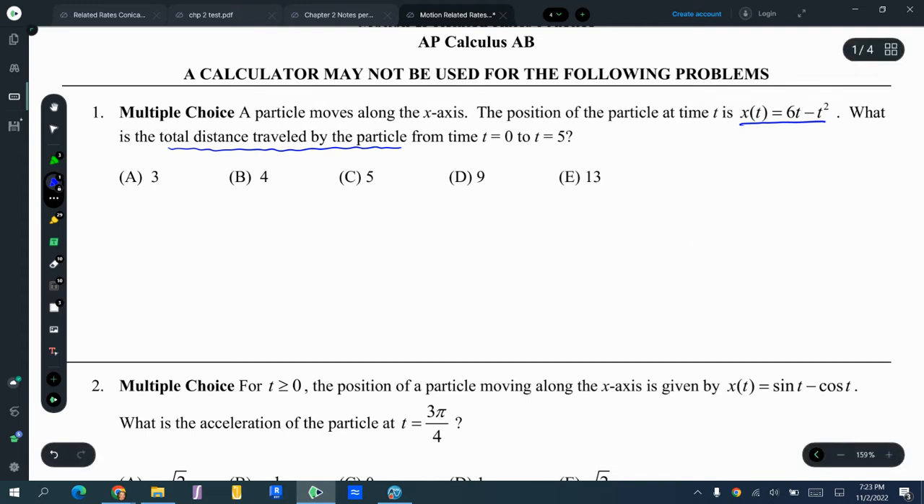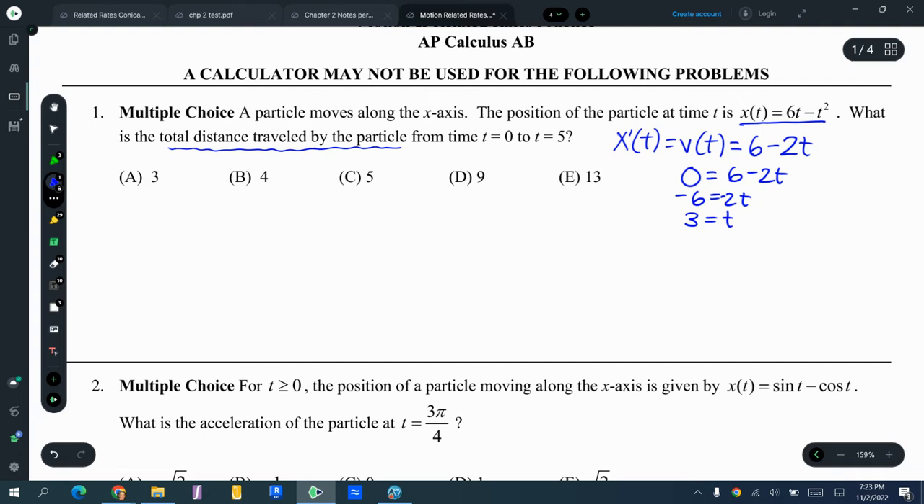So the first thing I'm going to do is take the derivative of the position equation, which will give us our velocity equation. The derivative of that is just 6 minus 2t. And we're going to set that equal to 0. So we have 6 minus 2t equals 0, negative 6 equals negative 2t, so t is going to equal 3.